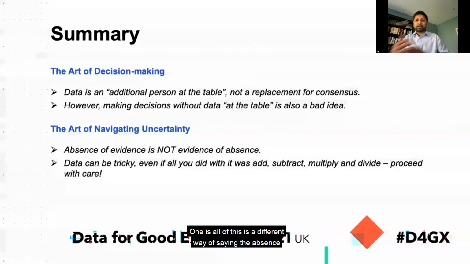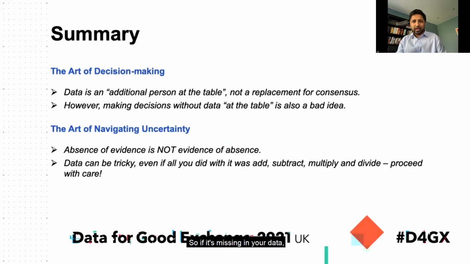One is all of this is a different way of saying the absence of evidence is not the evidence of absence. So if it's missing in your data, it doesn't mean it's not there. It simply means that we may not have collected it. So I think it's important to champion the data that's not there when you do analysis. If you think about survivorship bias as an example of this statement.